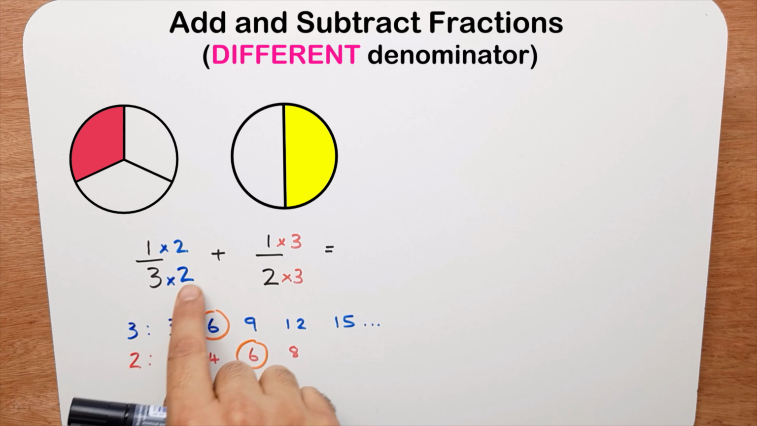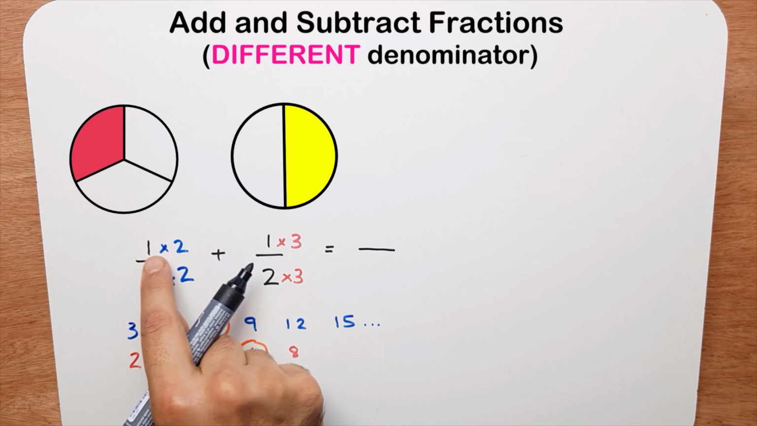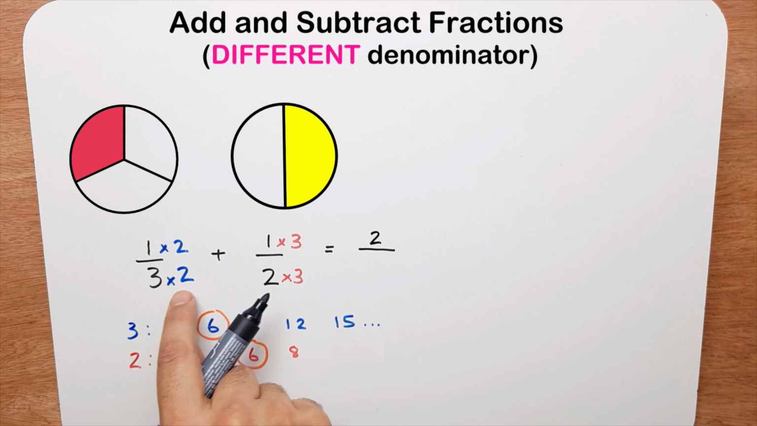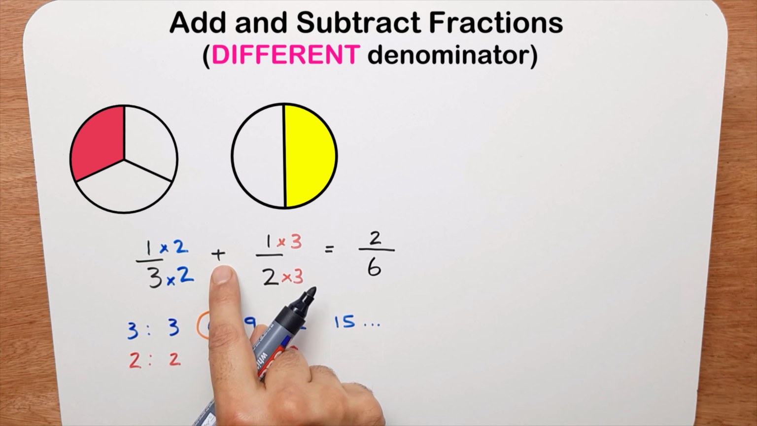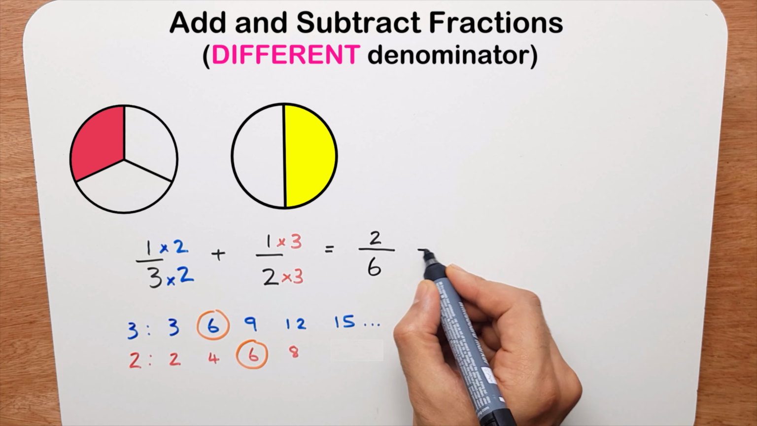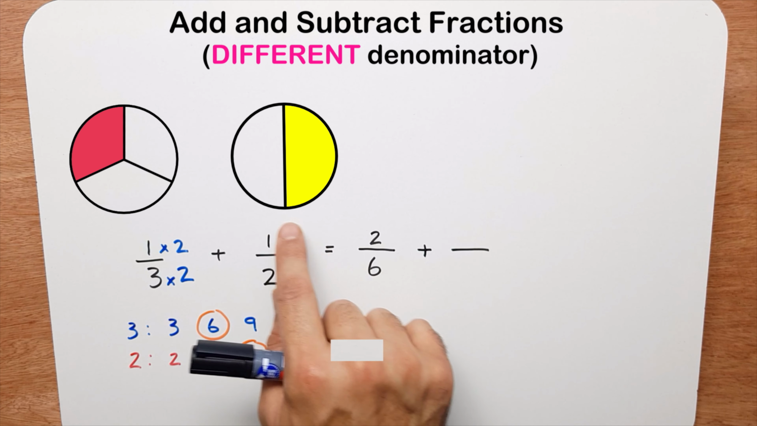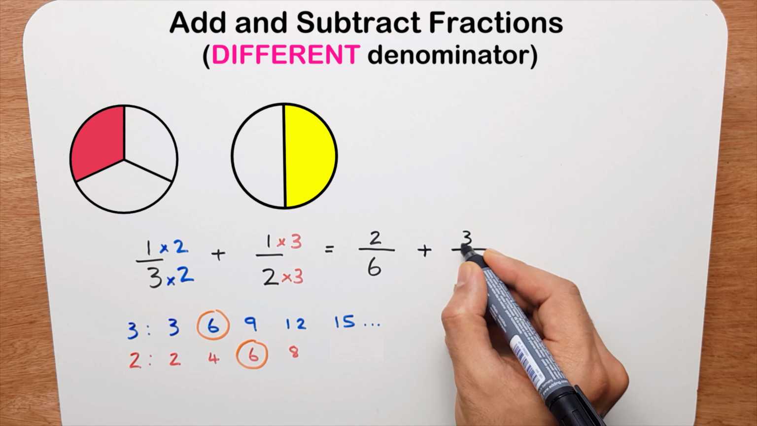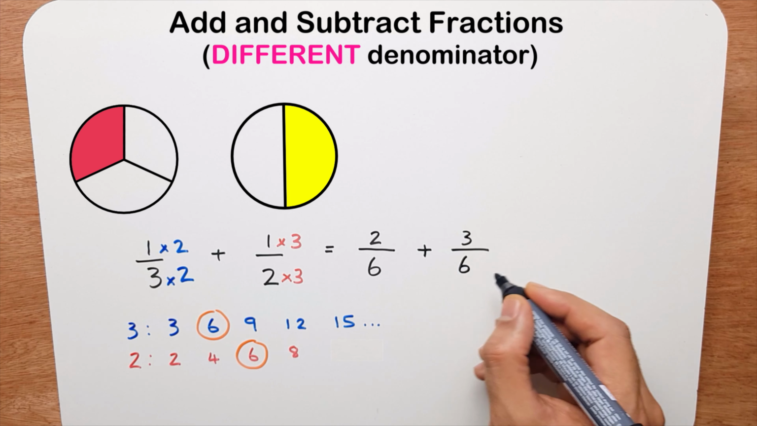So let's look at this first fraction here. Fraction line. 1 times 2 is 2. 3 times 2 is 6. This plus goes here. Now I look at this fraction here. 1 times 3 is 3. 2 times 3 is 6.